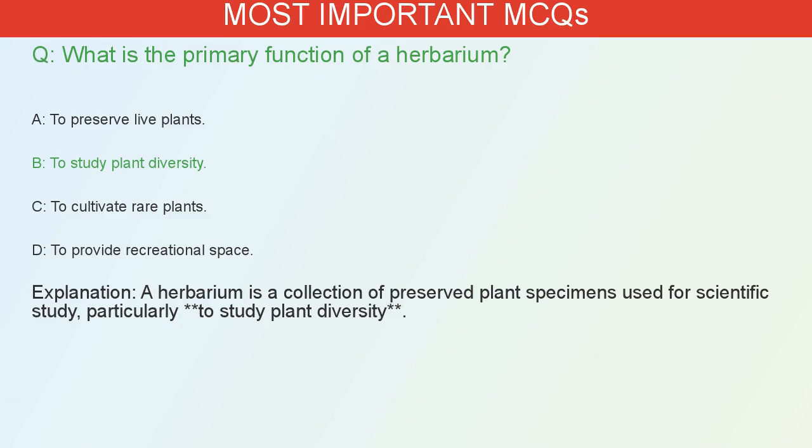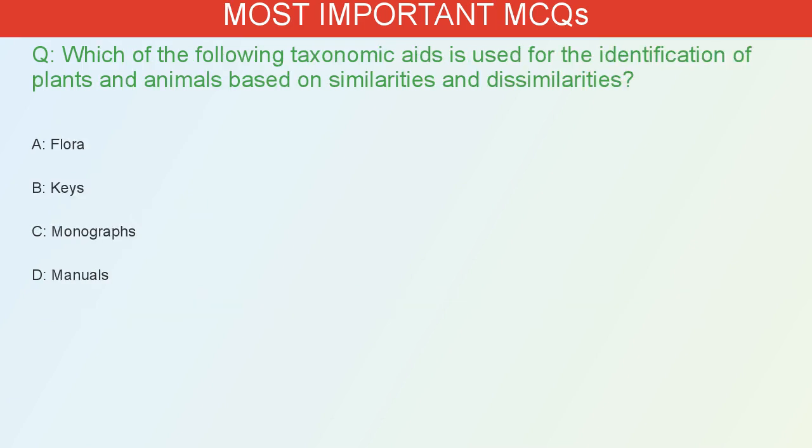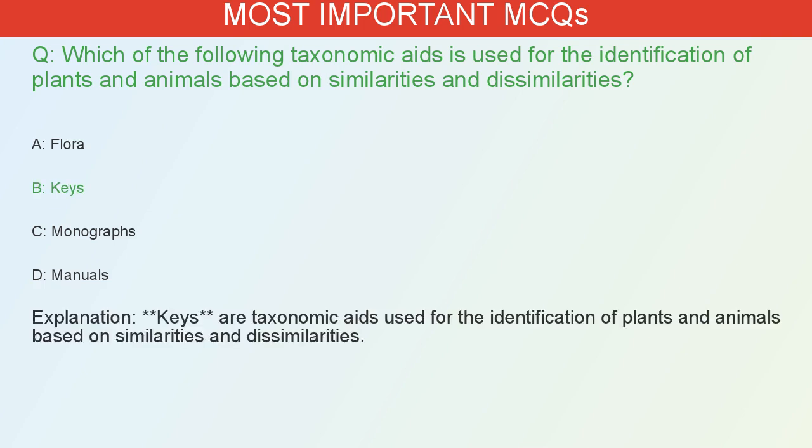Which of the following taxonomic aids is used for the identification of plants and animals based on similarities and dissimilarities? A. Flora. B. Keys. C. Monographs. D. Manuals. The correct answer is B. Keys are taxonomic aids used for the identification of plants and animals based on similarities and dissimilarities.